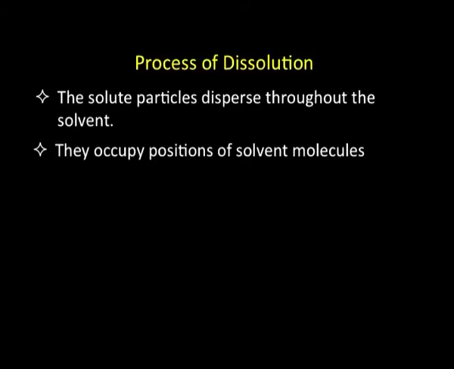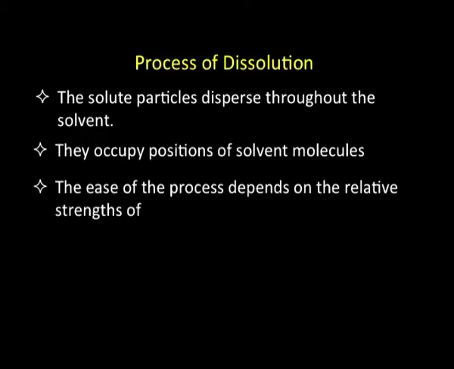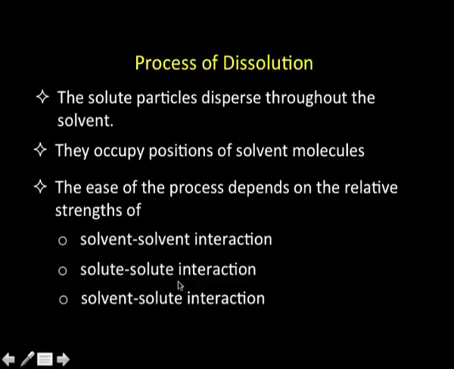In this process, what happens is the solute particles, say sodium chloride, the sodium ion and chloride ions, will disperse into solvent and occupy the positions which were already occupied by the solvents there. Solvents will move out and solute will come in over there. So, this process, what we get is a solution, and the ease of this process depends on the relative strengths of the following things: solvent-solvent interactions, solute-solute interactions and solvent-solute interaction. That means the whole process of dissolution is based on these three sets of interactions.